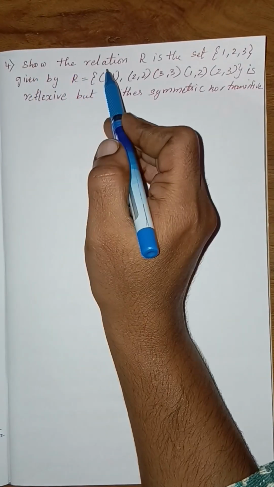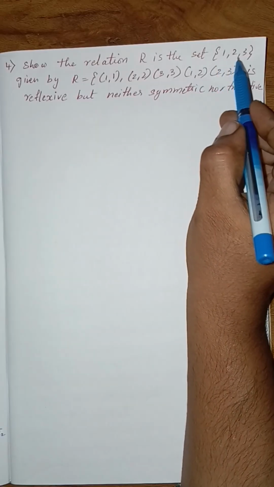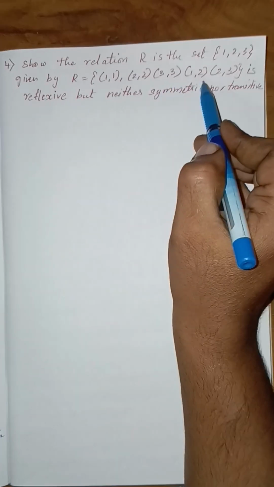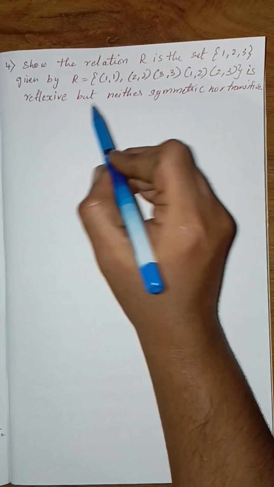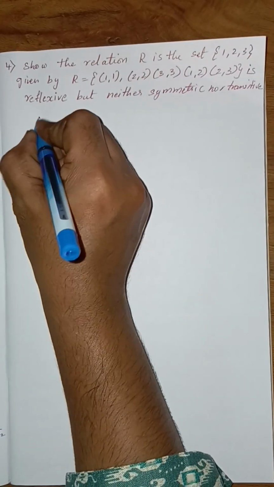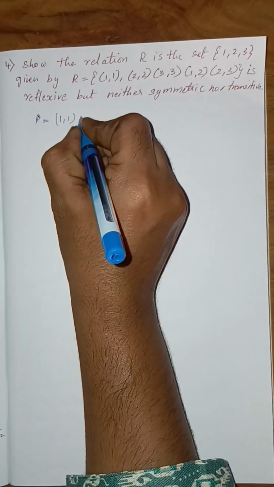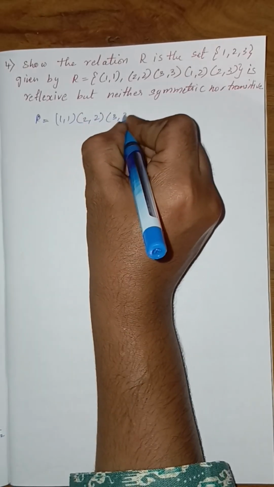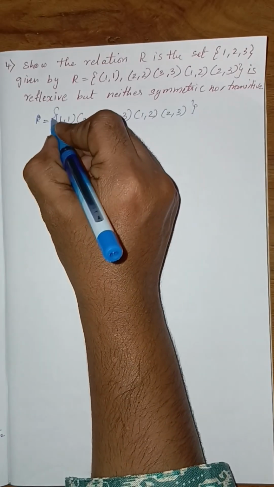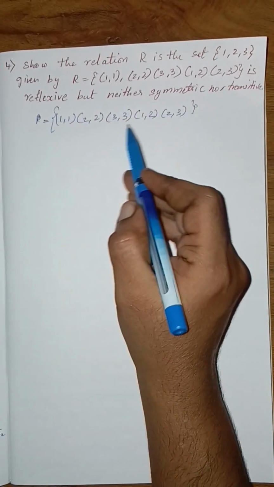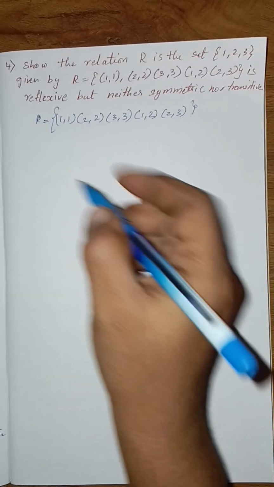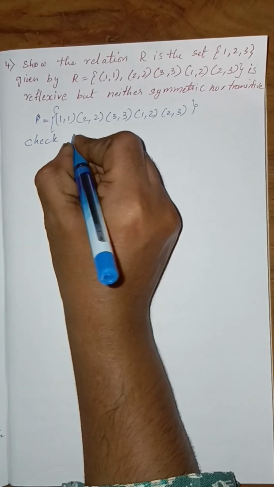Fourth, show that the relation R on the set {1, 2, 3} given by R = {(1,1), (2,2), (3,3), (1,2), (2,3)} is reflexive but neither symmetric nor transitive. So they have given us the relation R equal to (1,1), (2,2), (3,3), (1,2) and (2,3). So we have to check for reflexive. First we will check for reflexive.